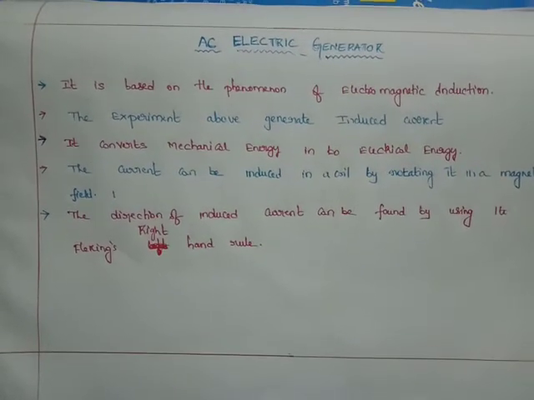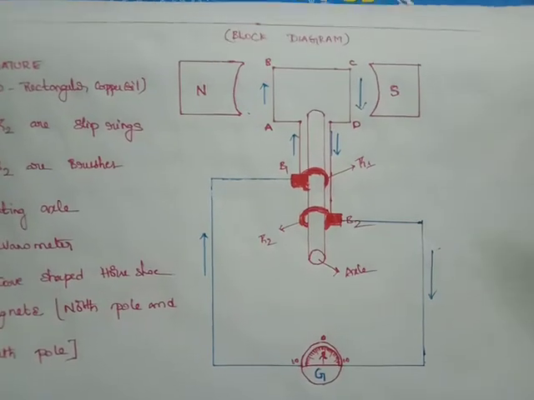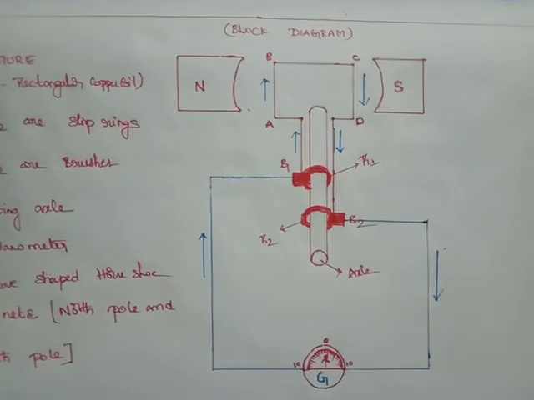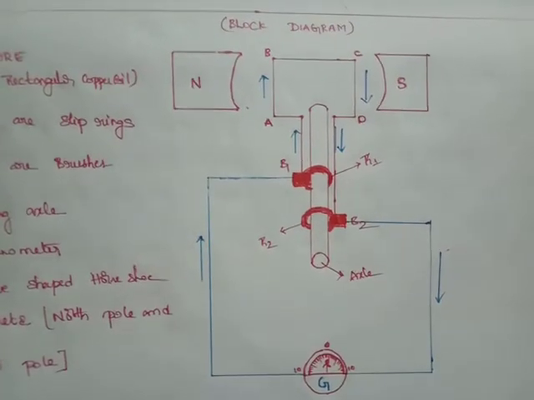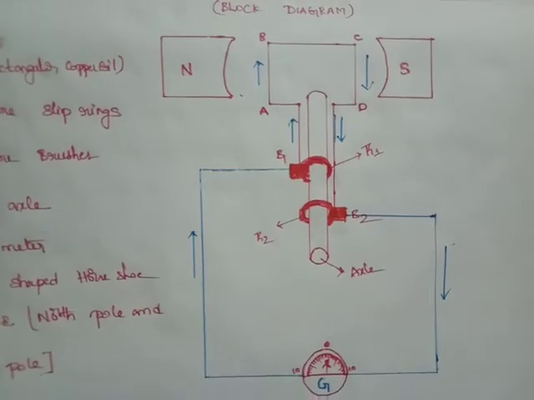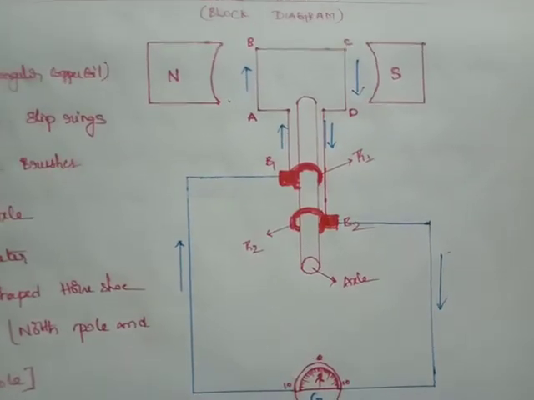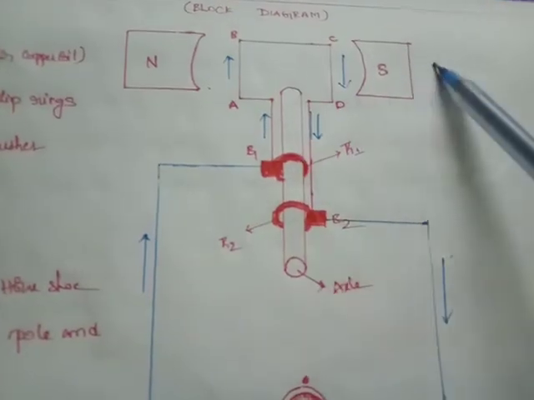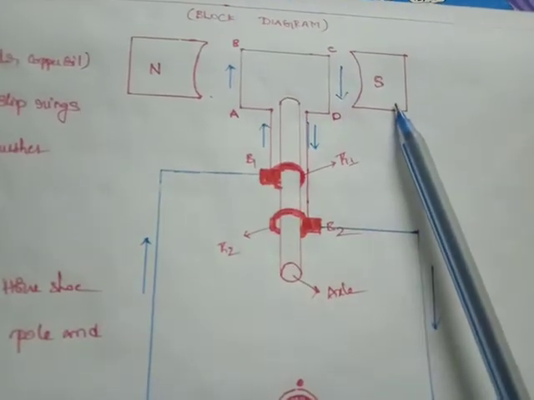Let us see the block diagram of the electric generator. See here the block diagram of the AC electric generator, that means the alternating current generator. In the previous electric motor we used a split ring, but here we use two slip rings. What are slip rings? Let us see here. It is a concave shaped horseshoe magnet, with one north pole and another south pole.